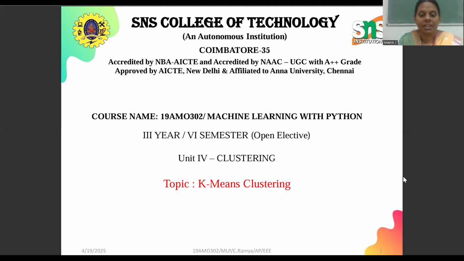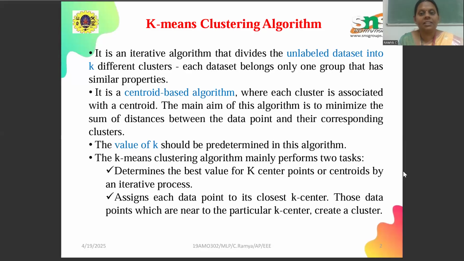First, let me explain what is K-means clustering. This algorithm is an iterative process, that means it divides the unlabeled dataset into K different clusters. The K represents the K-means clustering algorithm. So each data point belongs to only one group that has similar properties. Okay, how will this algorithm work?